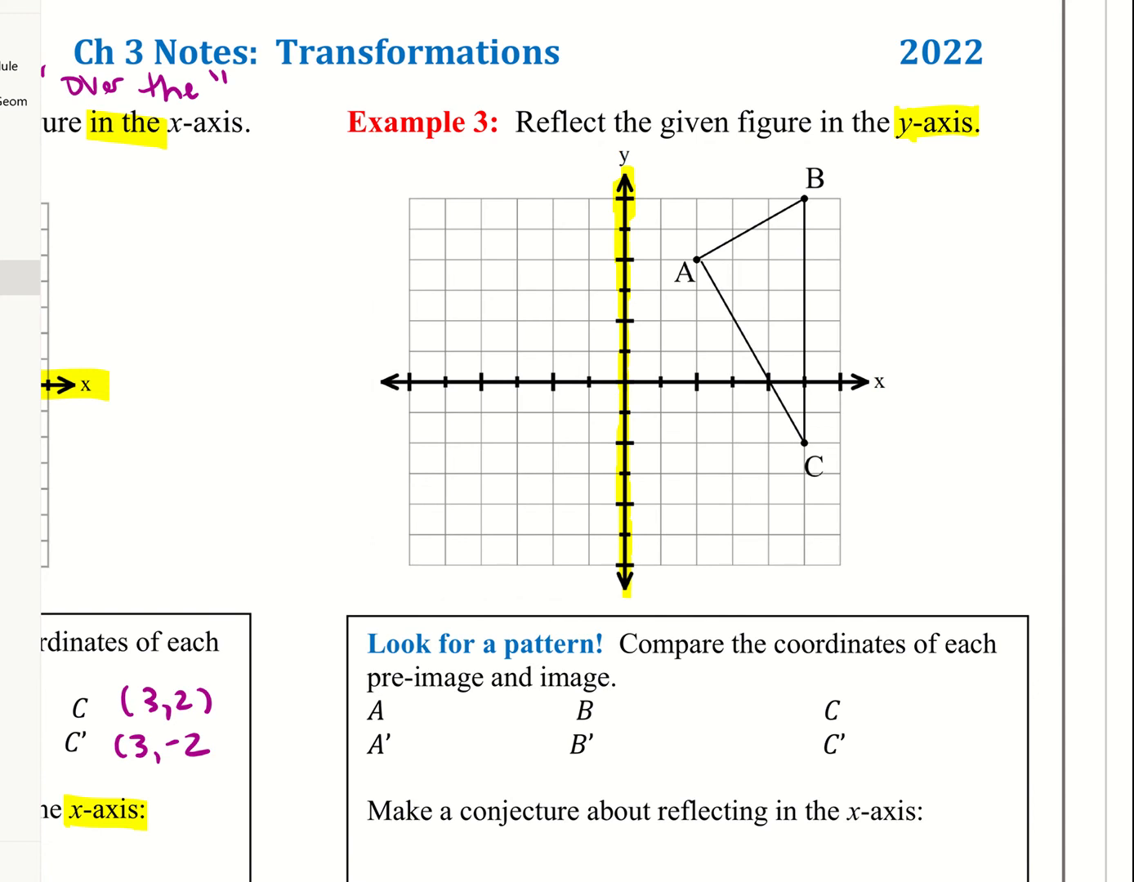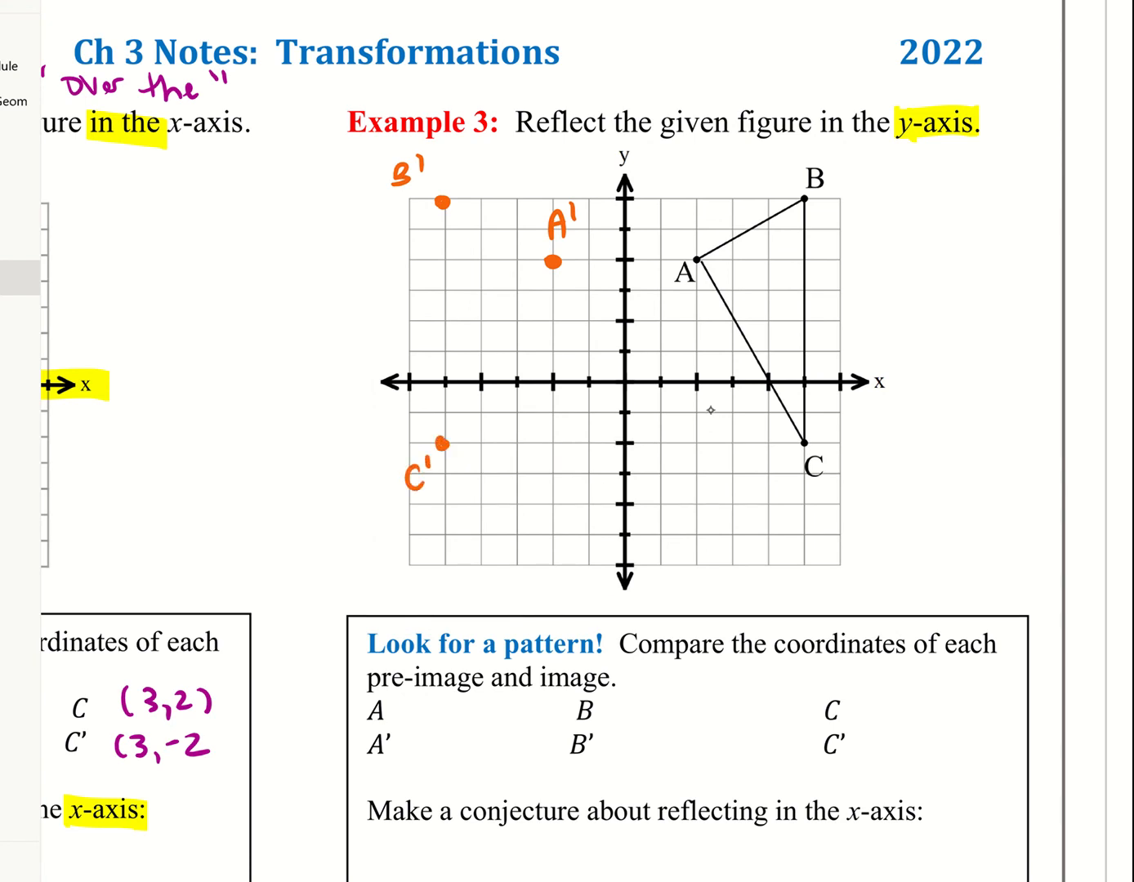So point A is 2 units to the right of my mirror line. I'm going to go 2 units to the left and call this A prime. It's up to you if you want to keep those little lines there. B is 1, 2, 3, 4, 5 units to the right. B prime would be 1, 2, 3, 4, 5 units to the left. C is 1, 2, 3, 4, 5 units to the right. C prime would be 1, 2, 3, 4, 5 units to the left.